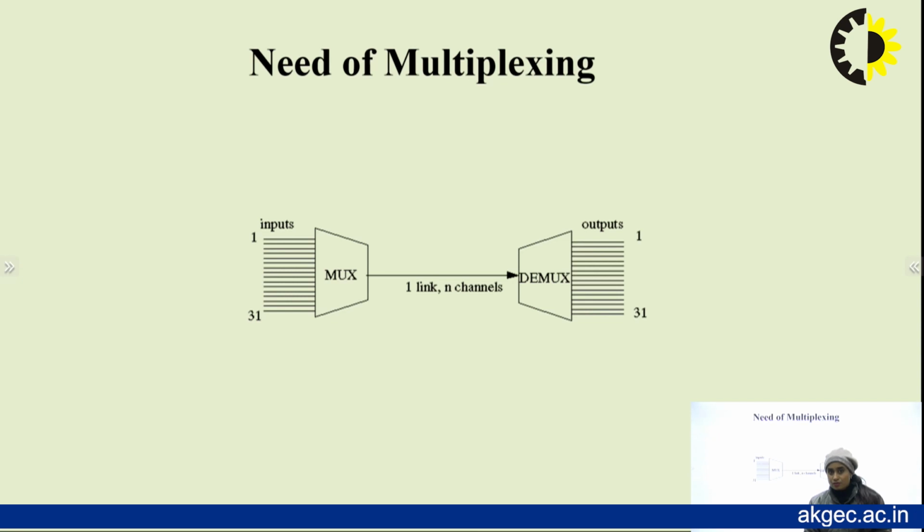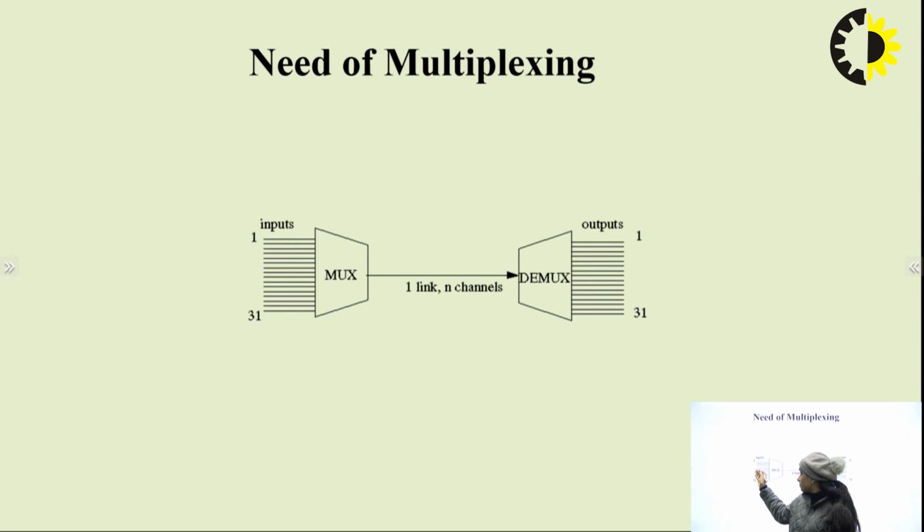What is the need of multiplexing? Here we can see in this diagram we are providing 31 inputs, and we are using a device called a mux. It is combining these 31 inputs, passing them through one channel, one link, right? And at the receiver, the demux is segregating these again.